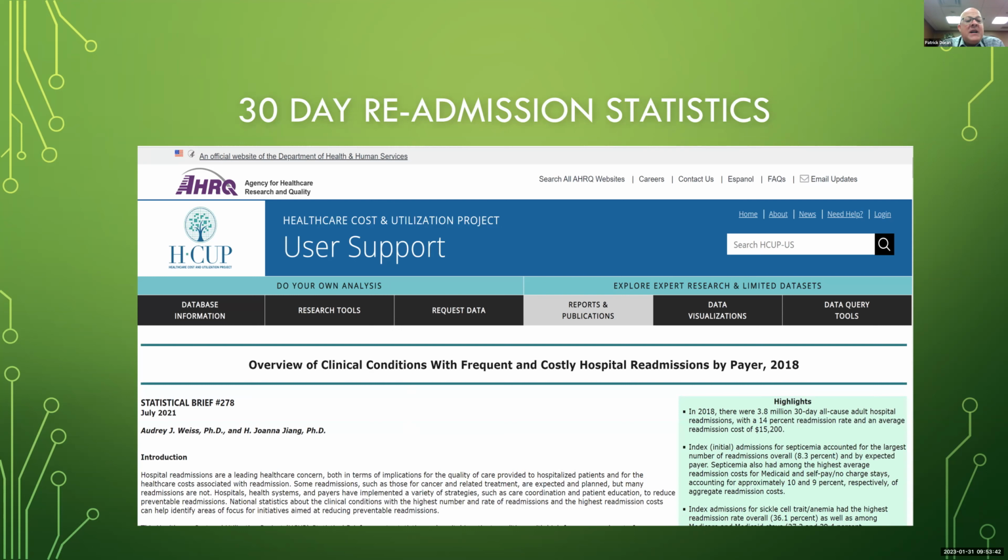That brings us into our next piece here. This is where I gathered information for our 30-day readmission statistics, or 30-day readmission top 10. And then I added a couple more because I think we're going to see them as community paramedics out there quite a bit.